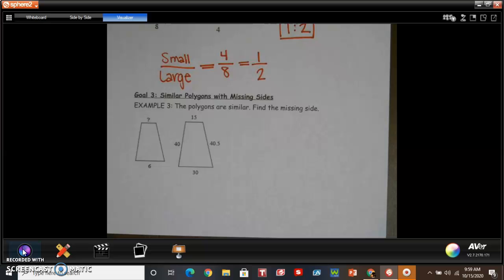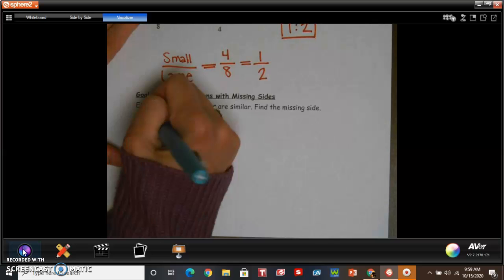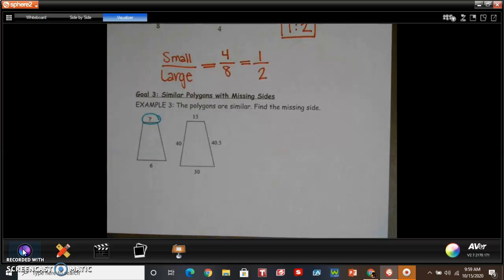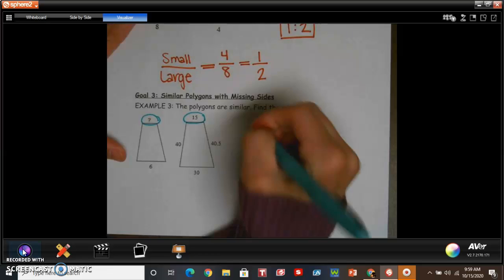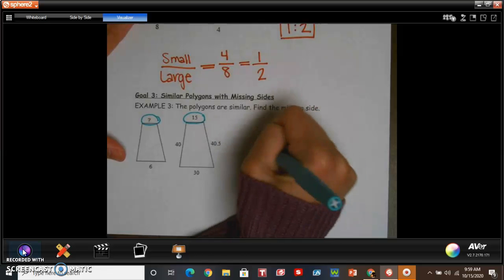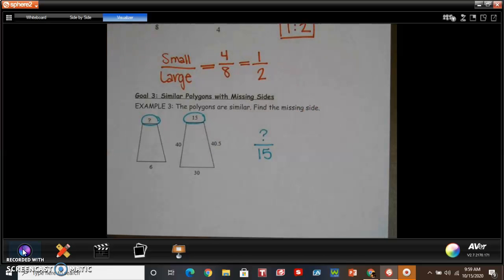Now, last week we worked on setting up proportions, right? And solving them by using cross product property or cross multiplication, whichever way you want to say it. They mean the same thing. We're going to do that here to find a missing side. So what I like to do is first identify, what am I missing? Well, I'm missing this question mark right here. Who does it match up with? It matches up with the number 15. So my first ratio is question mark over 15.